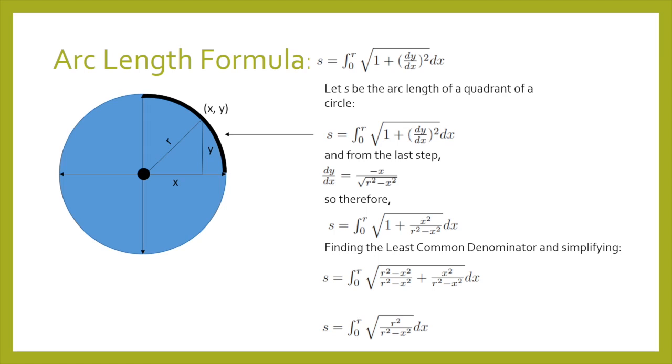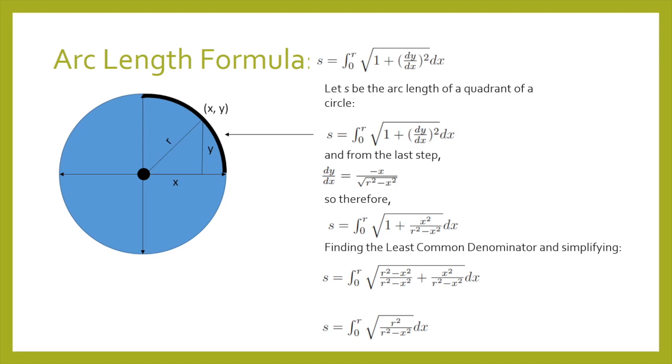So we can simplify the arc length formula into s equals the integral from 0 to r of the square root of r squared minus x squared over r squared minus x squared plus x squared over r squared minus x squared dx. And that simplifies furthermore, since the x squareds cancel out, into s equals the integral from 0 to r of the square root of r squared over r squared minus x squared dx.